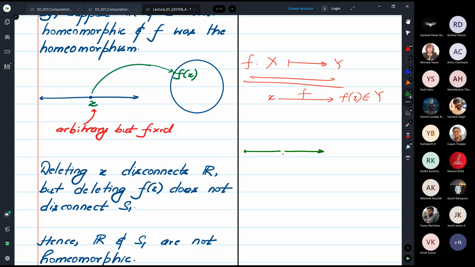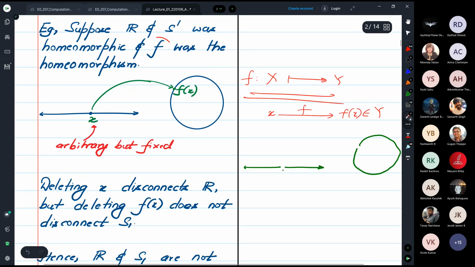On the other hand, whatever this mapping f of x turns out to be, if I delete that specific point, then you can see that the resultant will have only one component. It doesn't get disconnected. Is this okay? Since f is arbitrary, what we are claiming is that whatever the homeomorphism, wherever x is mapped to on this circle, if I delete x here, I get two disconnected components. On the other hand, if I delete f of x here, I only have this single component.